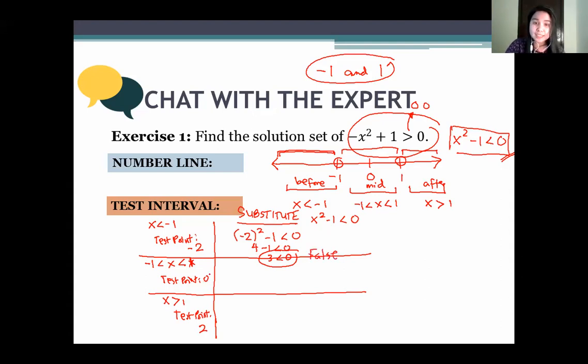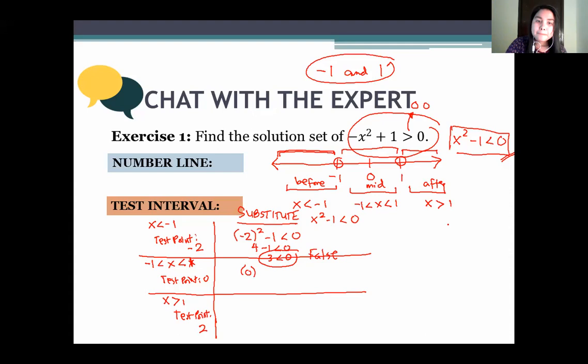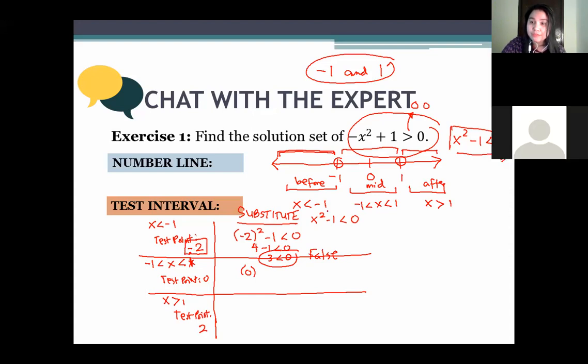Let's go to the second test point. Substitute. Yes? Question, ma'am. Okay. Why is there -2? It's x squared, not 2 squared. Here, what's the value of our test point? The value is -2. Oh, okay, thank you. Okay.